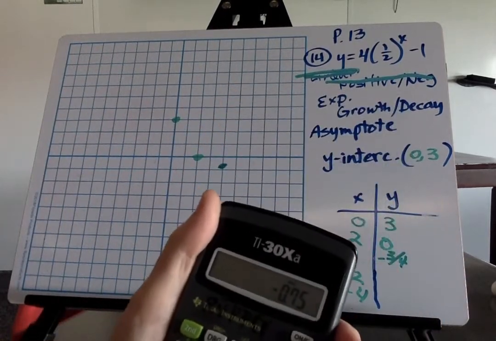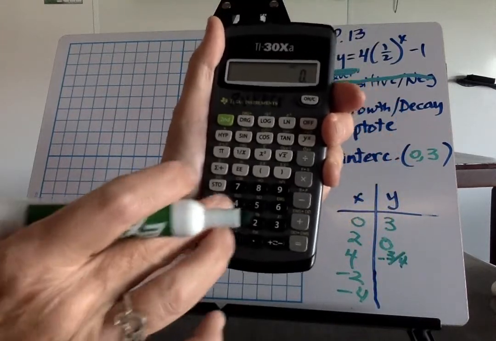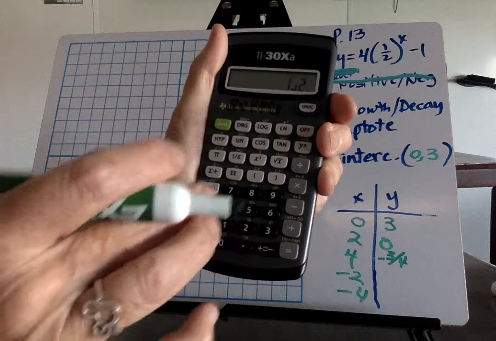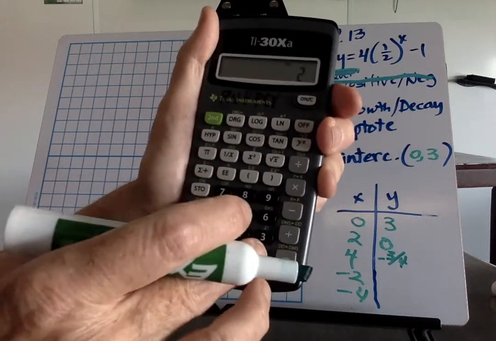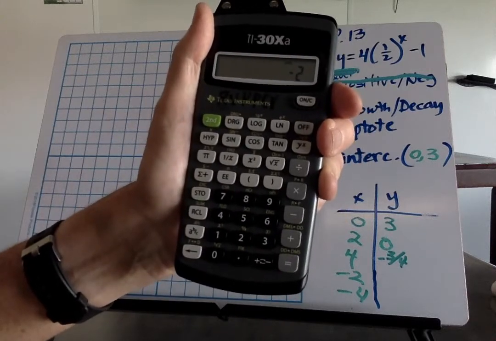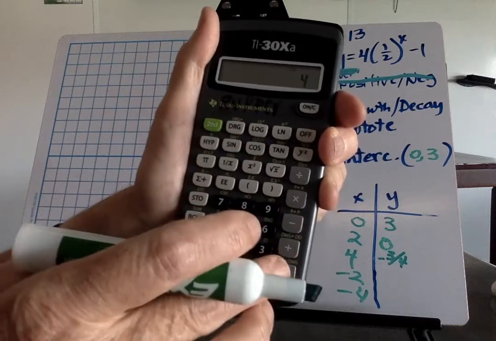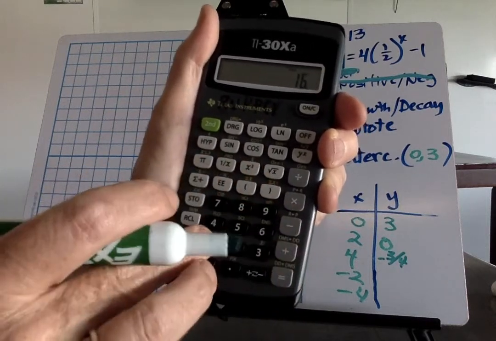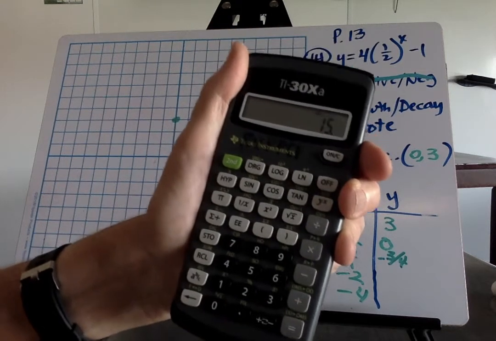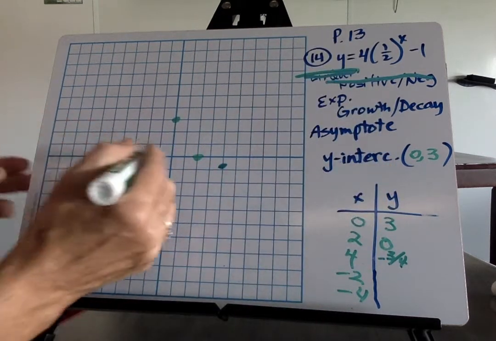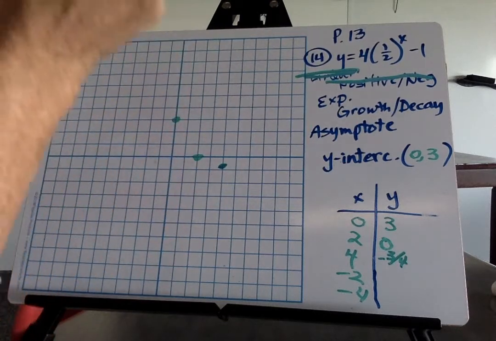Okay. Next, we're going to put -2 in there. So I put 1/2, 1 ABC2, y to the x, and we're doing x is going to be -2, so we put 2 in first, negative. So it's raised to that power. Then we have to multiply it by 4, 16 minus 1, 15. So if I put in -2, it goes all the way up to 15. Oh, that's way up there.